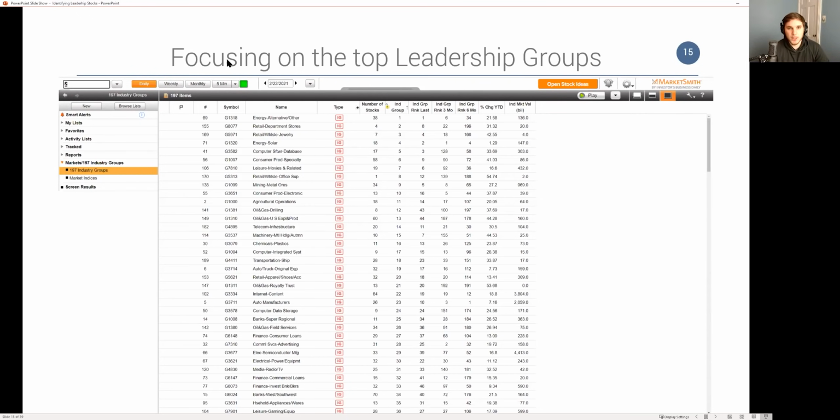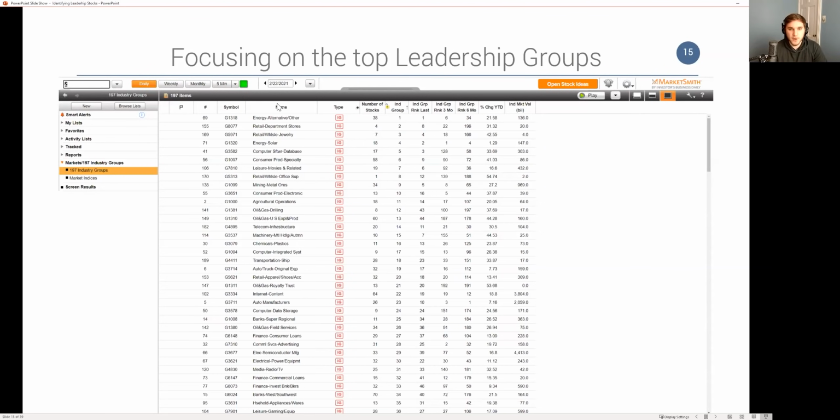So the next piece I want to talk about was focusing on the top leadership group. As I mentioned earlier, you don't want the stock you're looking at to be the only stock in that group doing well, because that means it's kind of an outlier. Basically, a whole bunch of the performance of one stock is correlated to the overall group it's in. So if the overall group is doing well, that's going to boost the stock even more.